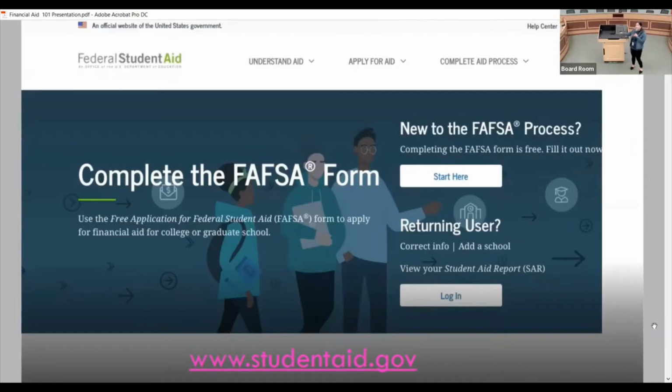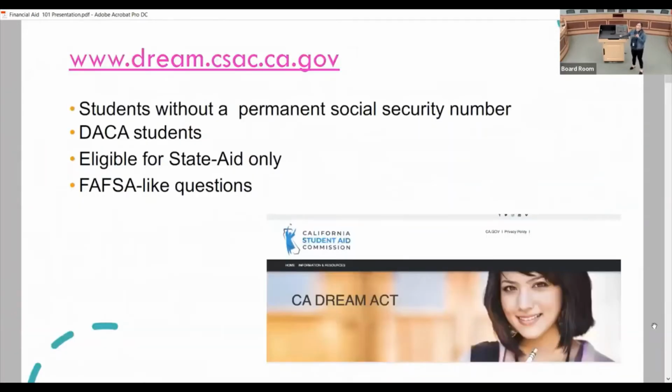If I am a student who finds myself here undocumented for whatever reason, so I do not have a permanent social security number, or maybe I'm a student who's going through the DACA process, you're going to complete the California Dream Act application. The questions on both of the forms are exactly the same. All of the timelines, the process is exactly the same. It's just two different forms depending on your citizenship, okay? So remember, FAFSA, permanent social security number, US citizen, permanent resident, or the CADA is for undocumented students, okay? So we're not filling out both forms, we're only filling out one.